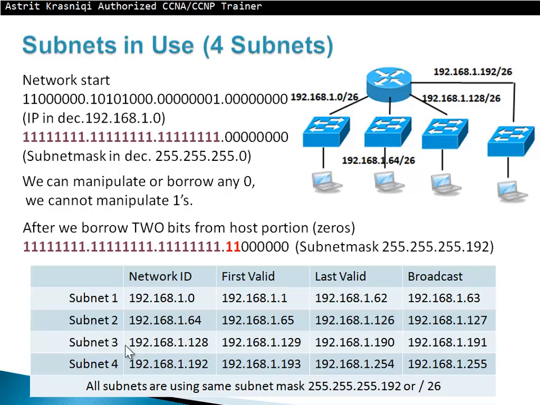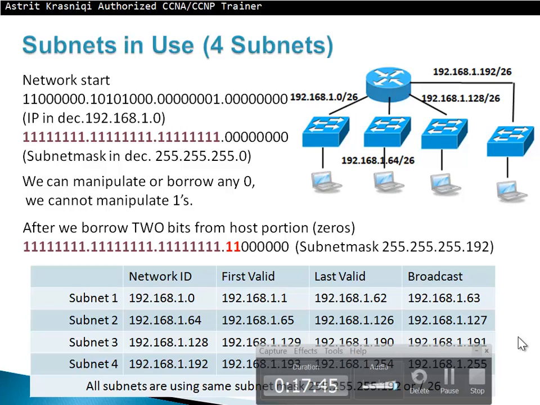Subnet 3 address is 192.168.1.128, with first valid address 192.168.1.129. And then to find the last valid and broadcast, it's better if you find the next subnet ID, which is 128 plus 64, which is 192.